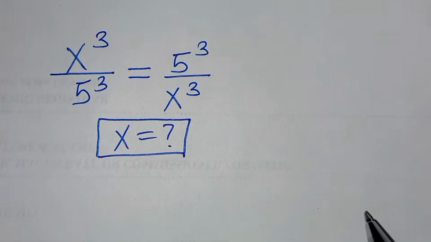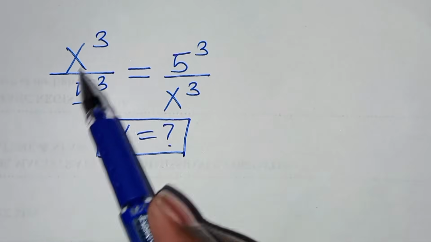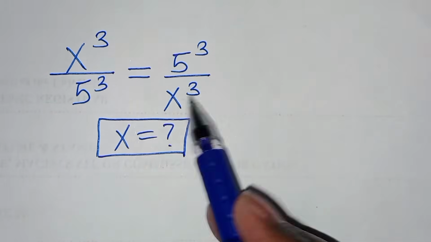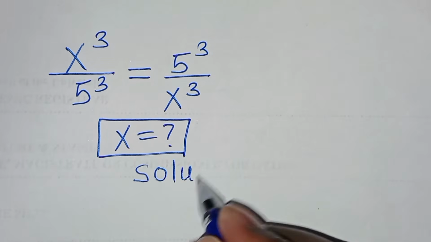Hello everyone, you're welcome to solve this nice algebra problem, which is x to the power 3 divided by 5 to the power 3. This is equal to 5 to the power 3 over x to the power 3. What is the value of x? Solution from here.